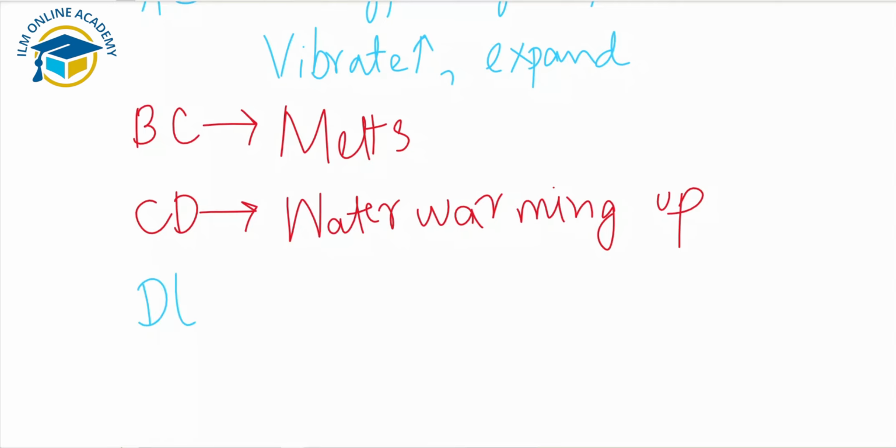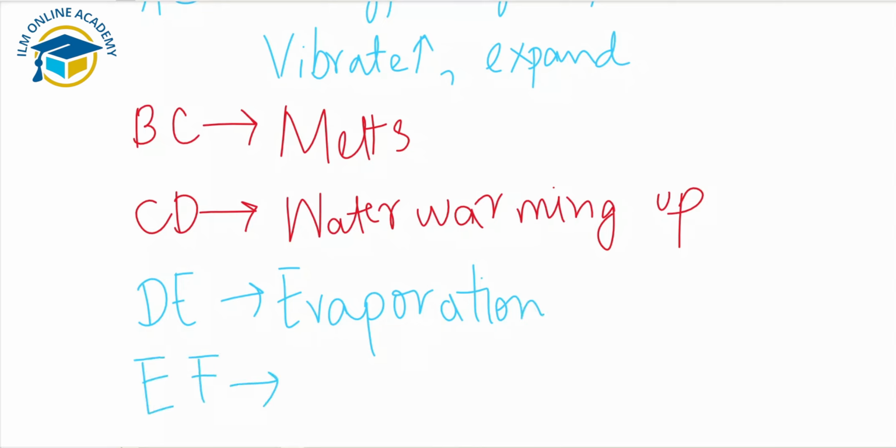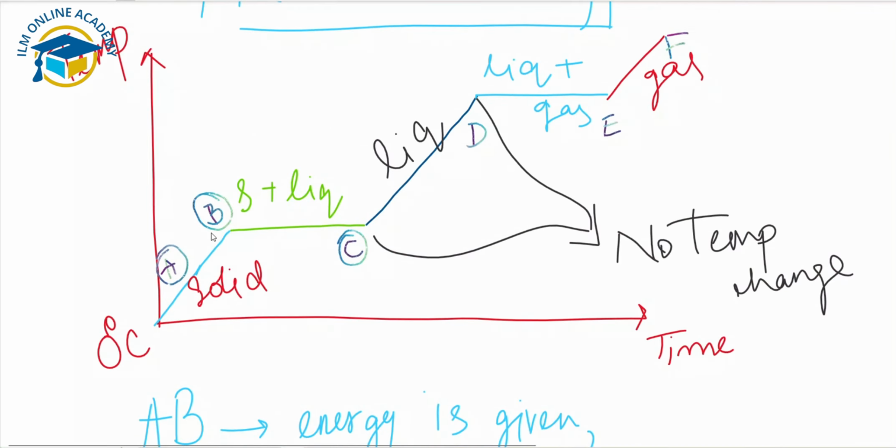Next, from D to E, what will happen? Evaporation or boiling will happen here, and this is also the boiling point of the water. Next, E to F, we have the steam, the gas phase. When the boiling point is reached, all the particles will gain enough energy to escape and the liquid boils into a gas. These changes in state can be shown in the graph, and this is known as the heating curve.